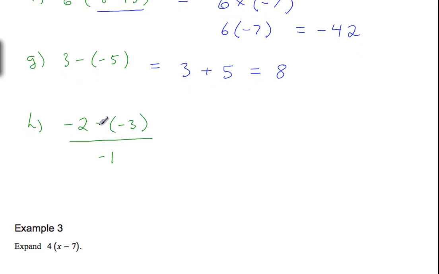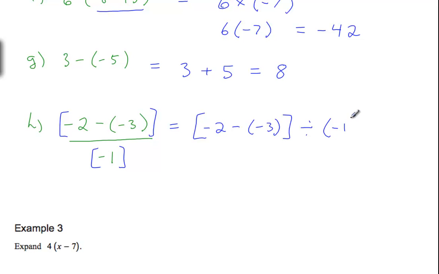Final review question. Negative 2 minus negative 3 all divided by negative 1. So first I'm going to rewrite this. I'm going to put the top into brackets, okay, because that's how we can look at this. The numerator and denominator you can think of as being in their own brackets, and then we divide one by the other. So if I write that out, negative 2 minus negative 3, okay, those in brackets, and then it's divided by the bottom, which is negative 1.